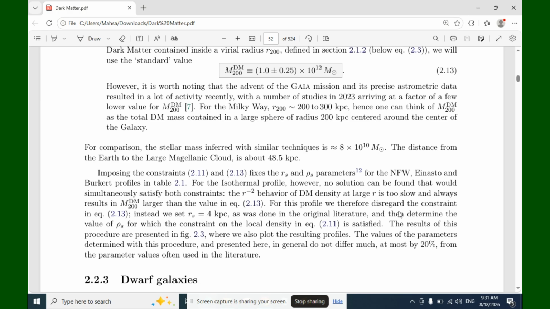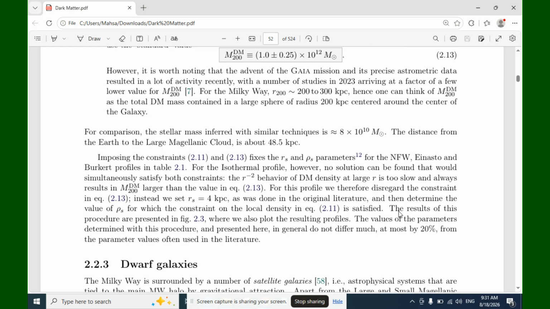Instead, we set the radius Rs equal to 4 kpc, as was done in the original literature, and then determine the value of rho_s for which the constraint on the local density in equation 2.11 is satisfied. The results of these procedures are presented in figure 2.3, where we also plot the resulting profiles.